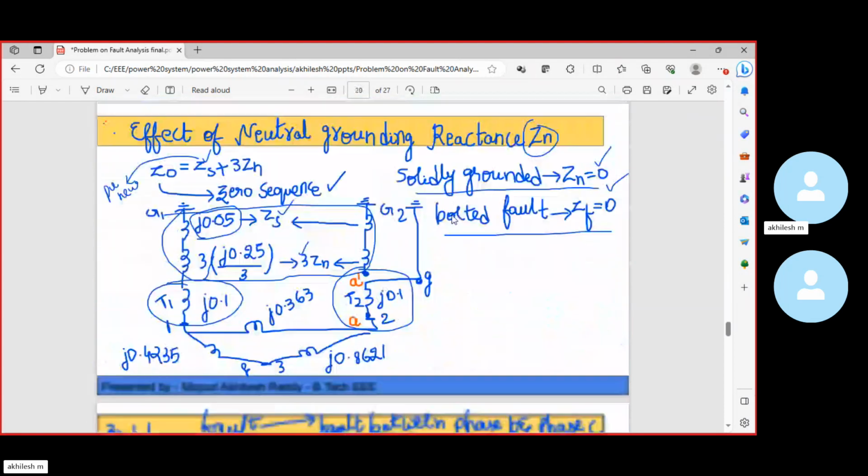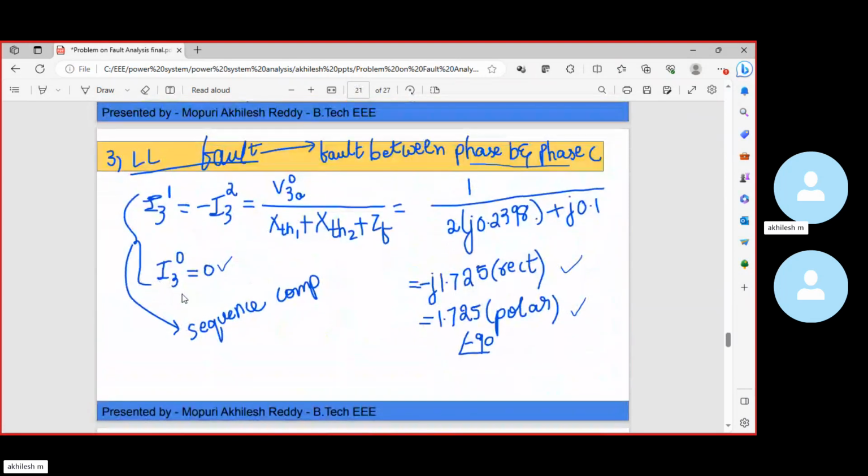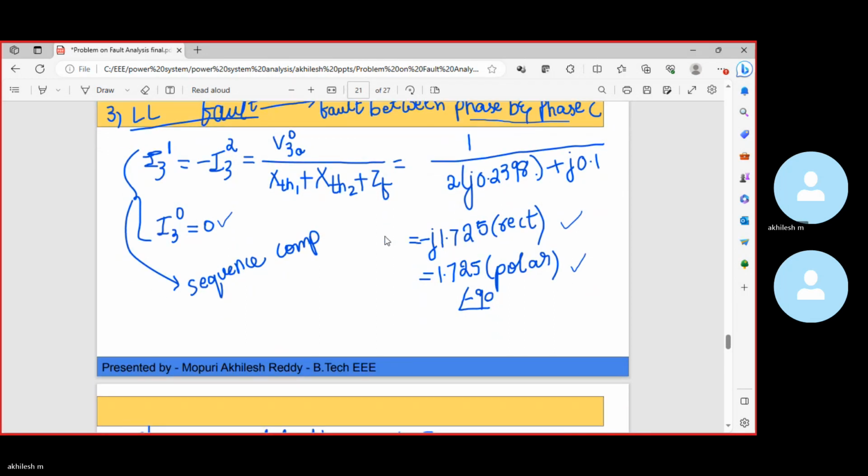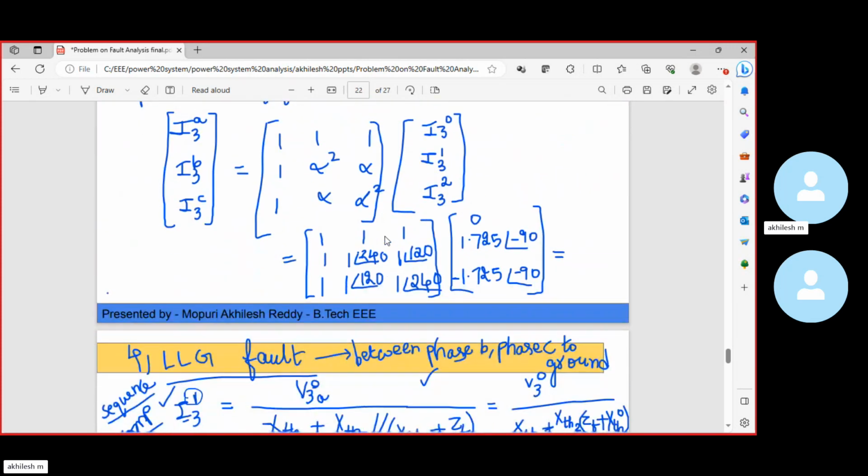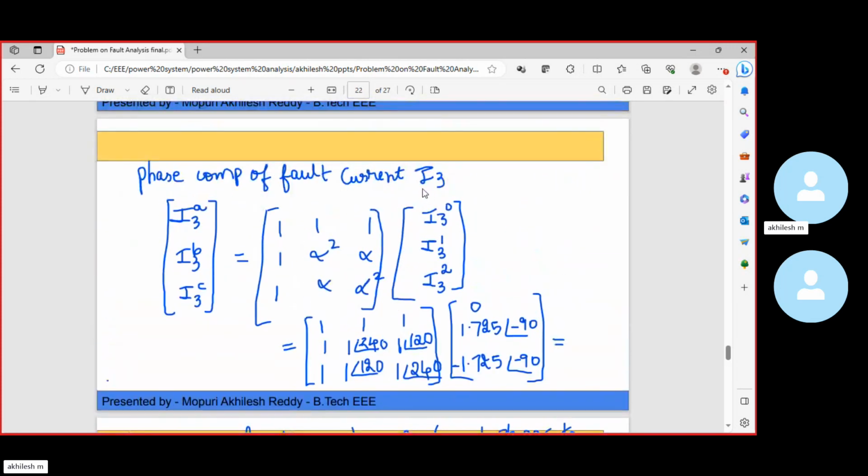We have the line to line fault. For that, first we will find the sequence components of the current. The zero sequence component will be 0, and the positive sequence component equals minus the negative sequence component, which is equal to this formula: V3A naught by XTH1 plus XTH2 plus ZF. Then from that we can find the phase components of fault current I3 using the same matrix relation.